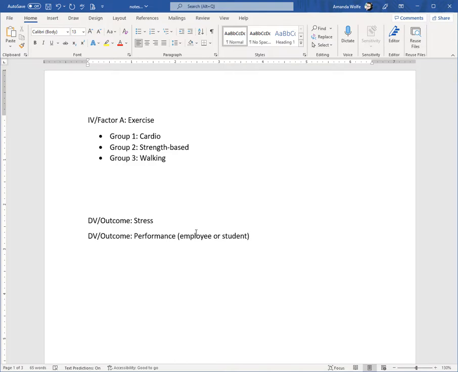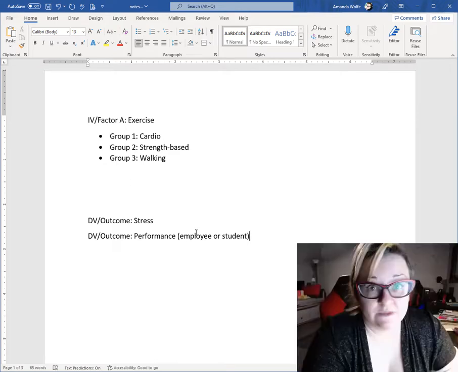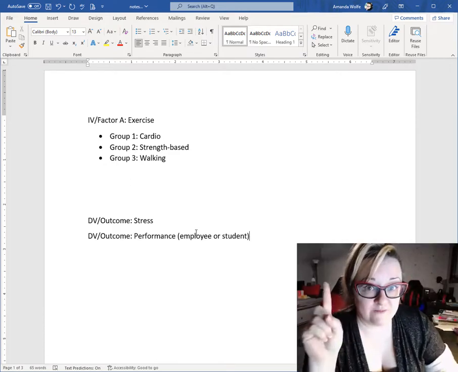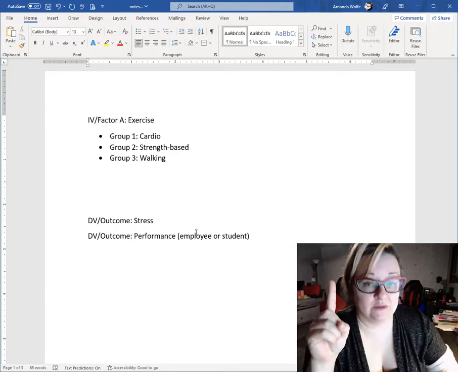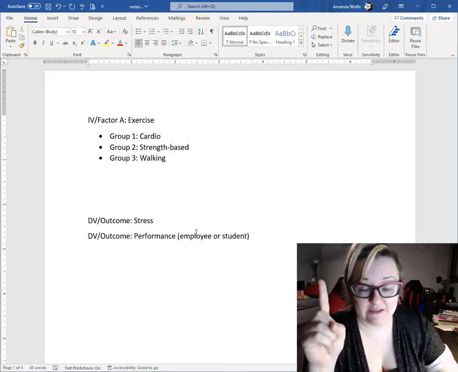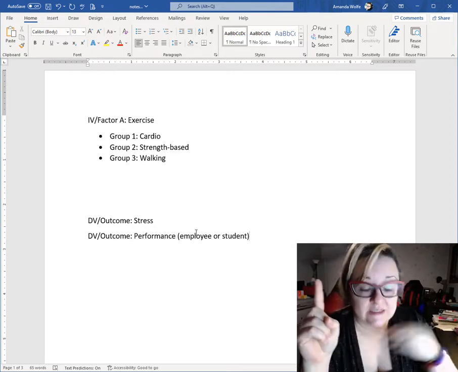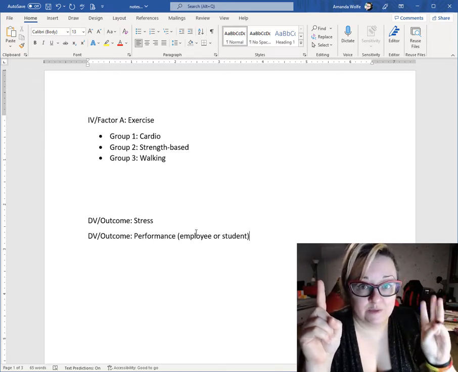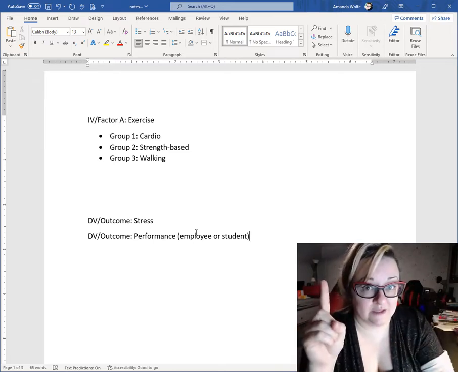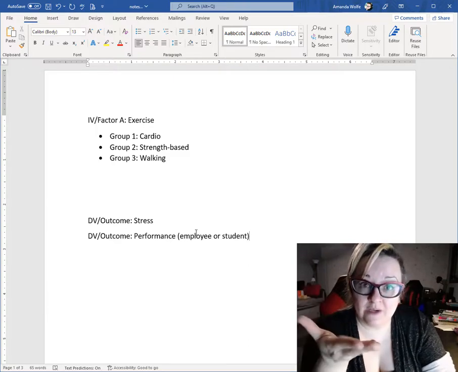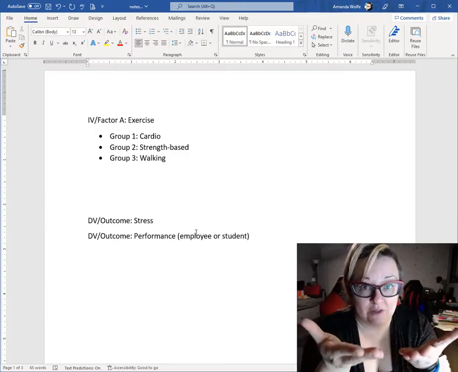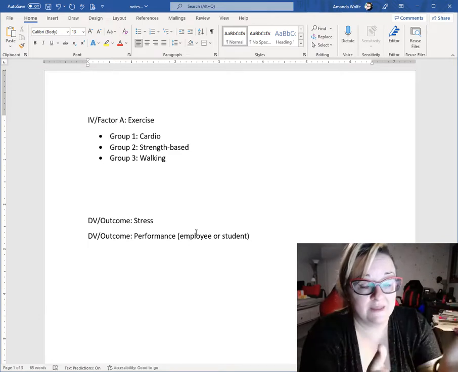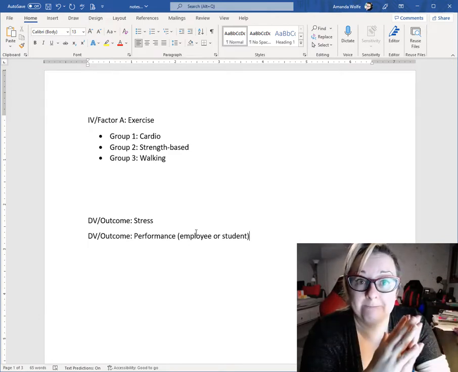The key here is that we now have two outcomes. To summarize, we have one factor, one cause variable, independent variable, and that's exercise. And we know it's not a t-test because we have three levels of it, right? We have group 1, group 2, and group 3 of this one variable exercise. But instead of just having one outcome, we now have two potential outcomes we're looking at. That would make this a one-way MANOVA.